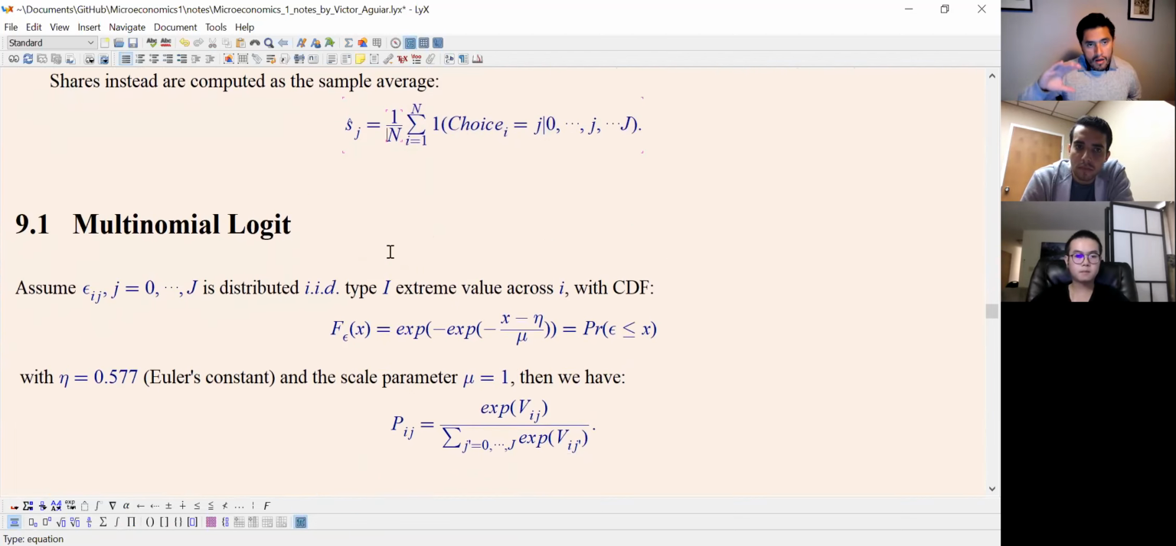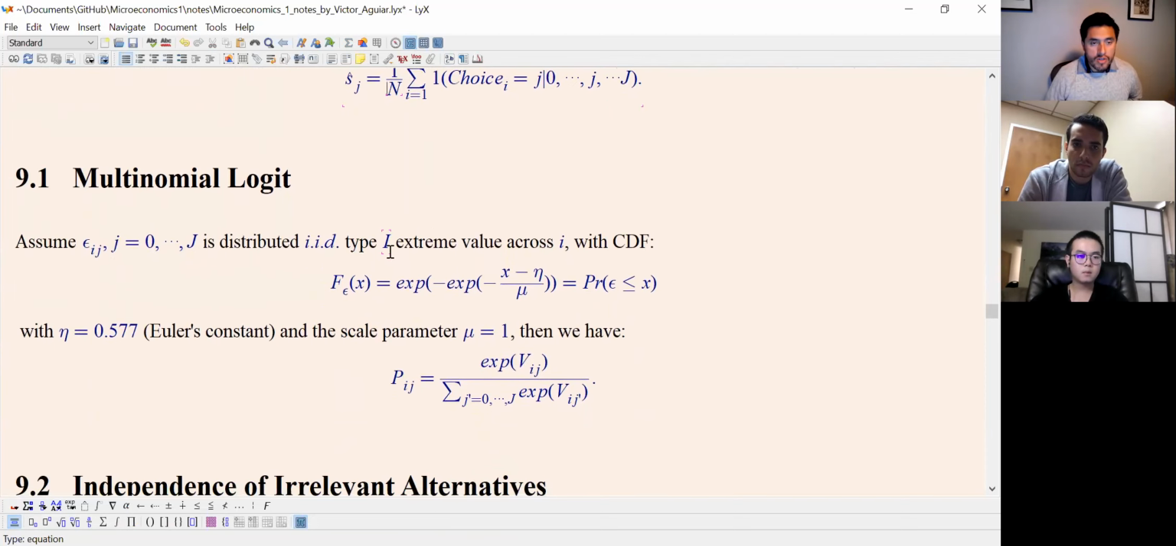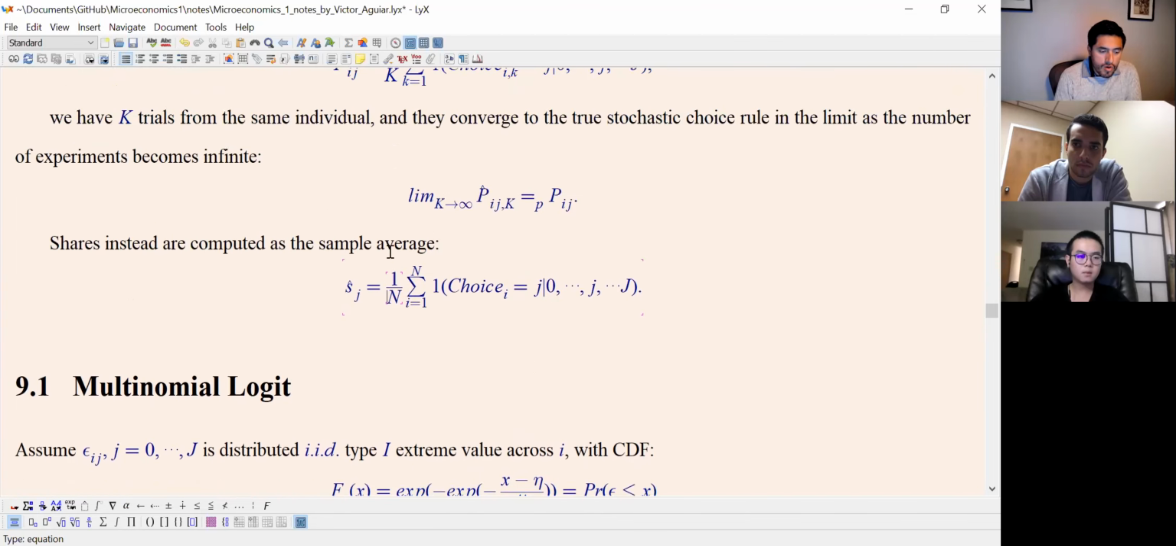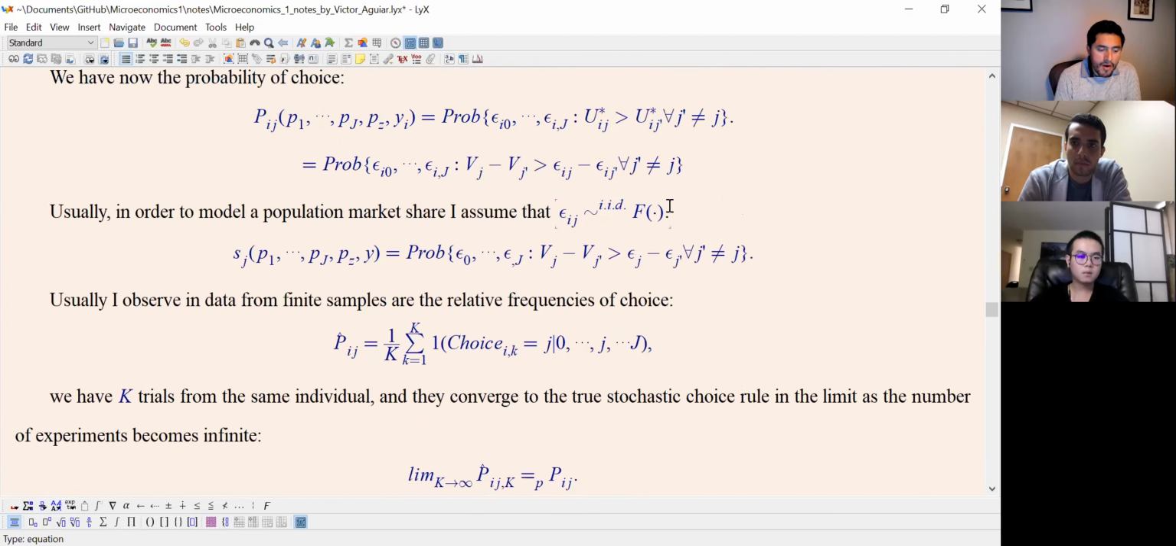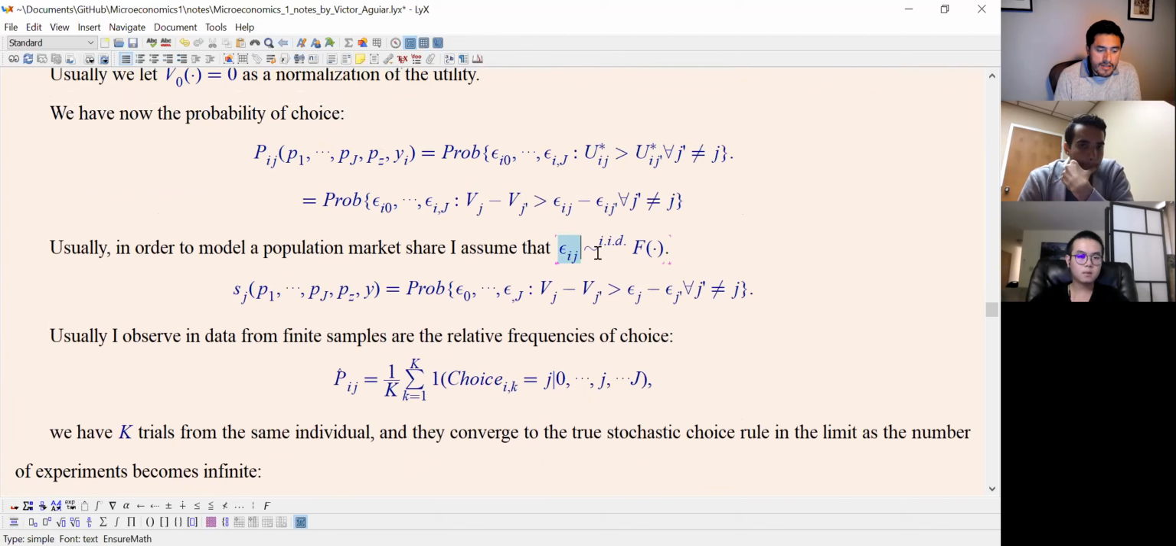Now, as usual, it's better to understand these models with a parametric example. I'm going to give you what is kind of the analogue of the Cobb-Douglas for the deterministic case. And this is called the multinomial logit. So how can I be parametric in this world? Well, what is the main parameter here? It is these random shocks, okay?